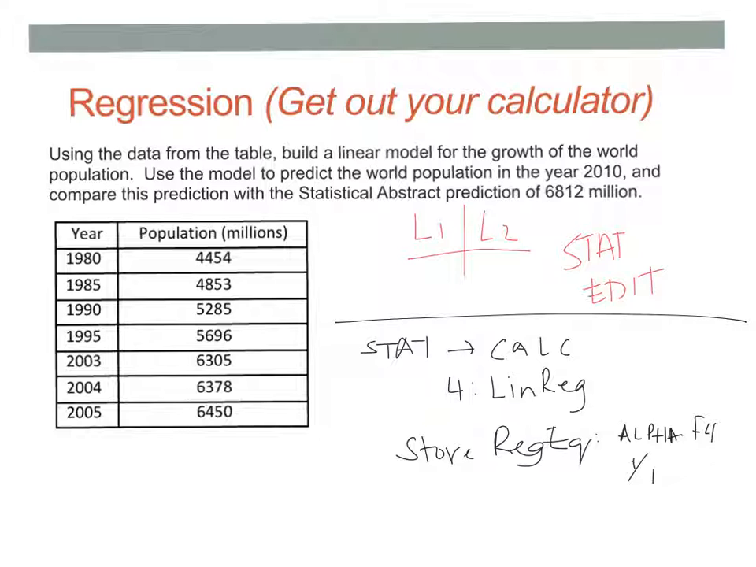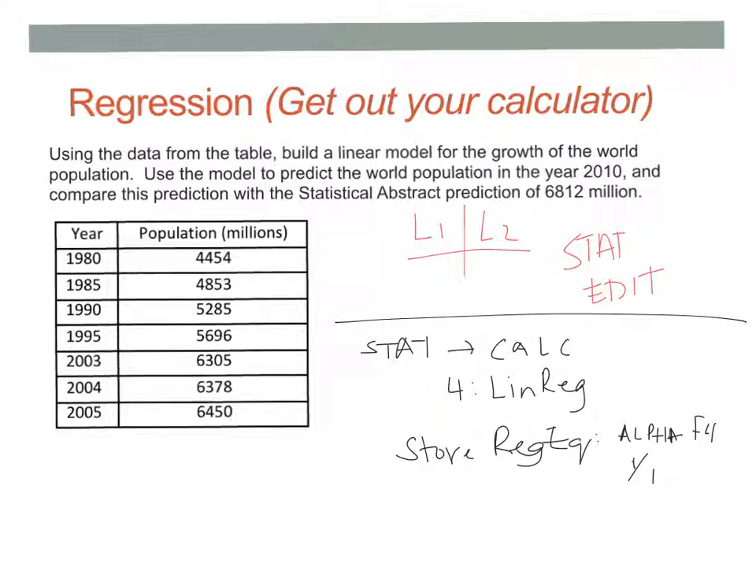The reason for this is really just for handiness. If I press alpha F4, a shortcut to get to Y1, it automatically inputs whatever equation you get into your graph. If you don't do that and you want to work with this equation, say you're trying to find something from it, you would have to type it in yourself. So it's just easier to put it in right away.